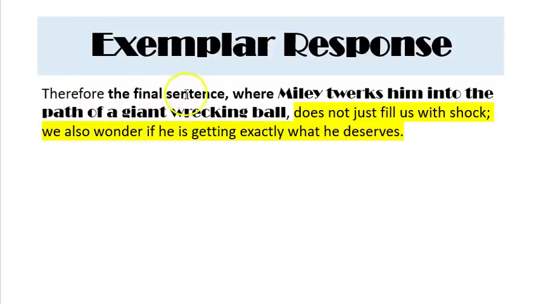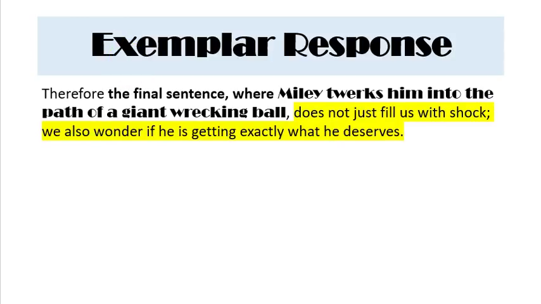So therefore, the final sentence where Miley twerks him into the path of a giant wrecking ball does not just fill us with shock. We also wonder if he's getting exactly what he deserves. And so by focusing on that last part, what effect does this have on the reader, which remember means what does it make the reader think or feel, will always get you into those top marks.